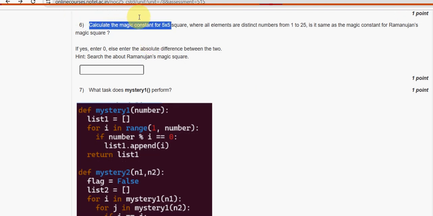Next, sixth question. Calculate the magic constant for a 5 by 5 square, from 1 to 25. Is it the same as the magic constant for Ramanujan's magic square? What is the absolute difference? So the answer is 50 guys. Next, seventh one.